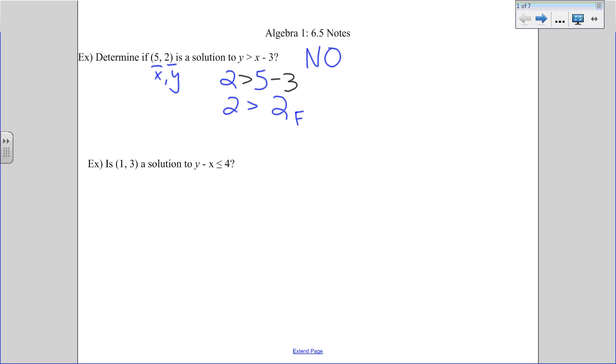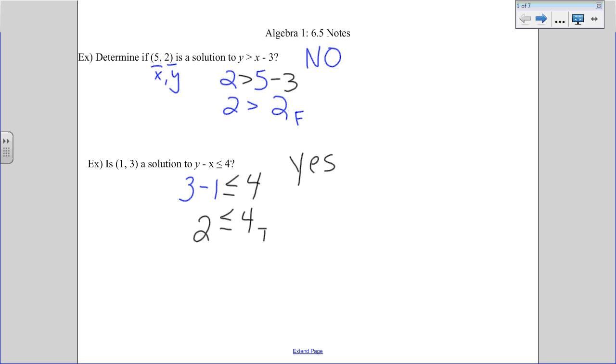Let's take a look at number 2. How am I going to check to see if that's a solution? Ethan? Plug in 3 for y, 1 for x, subtract, get 2, and the answer is yes. It is what it is. We all agree that 2 is less than or equal to 4? So we would say yes.